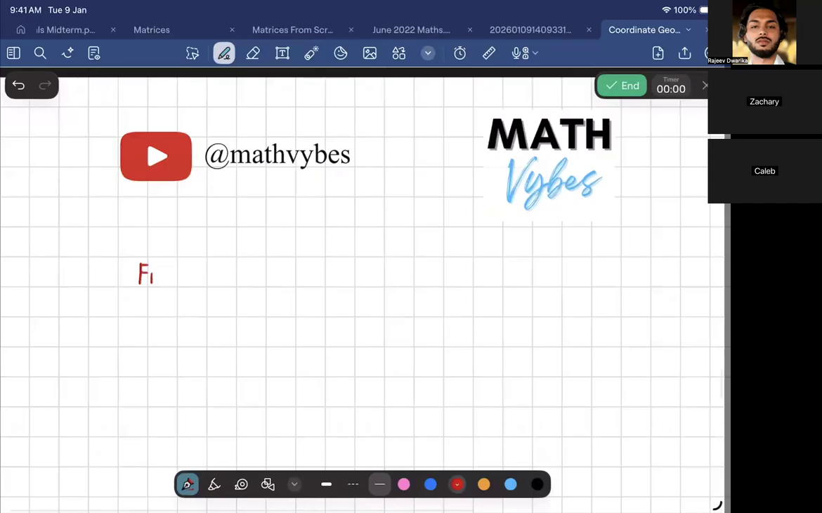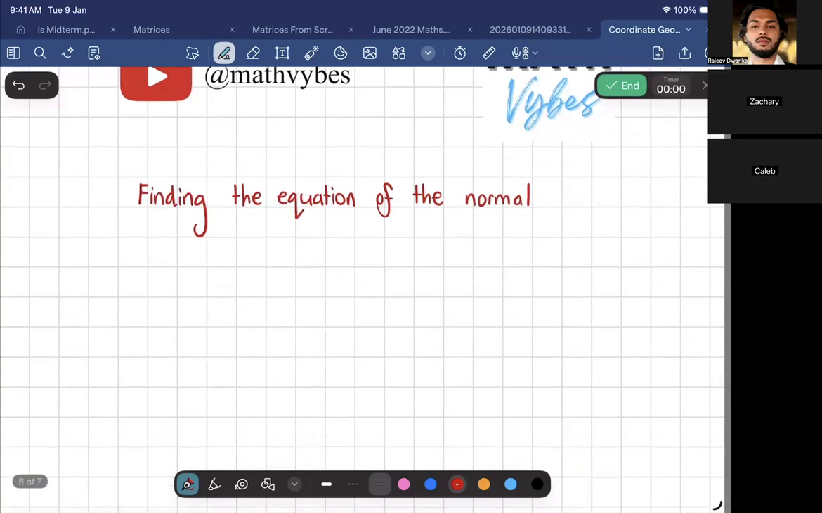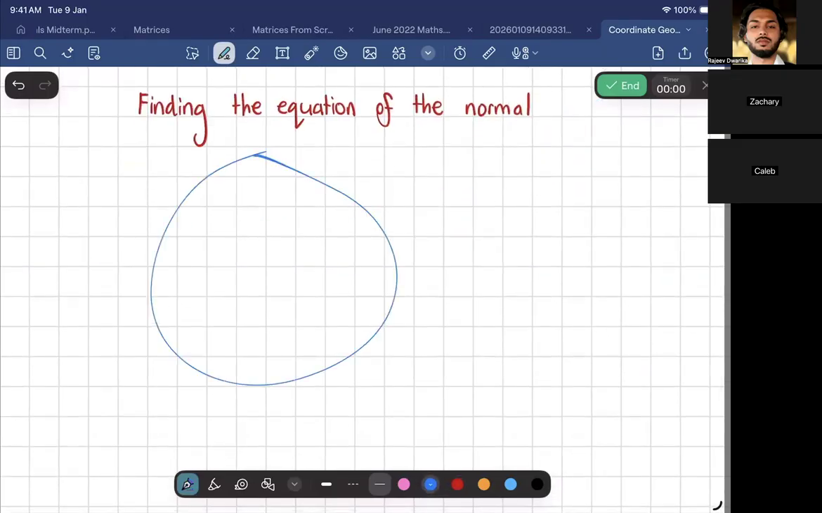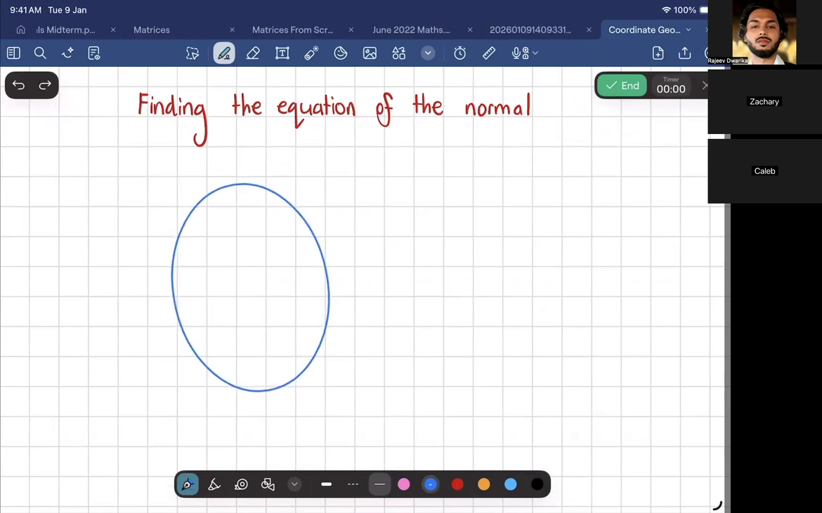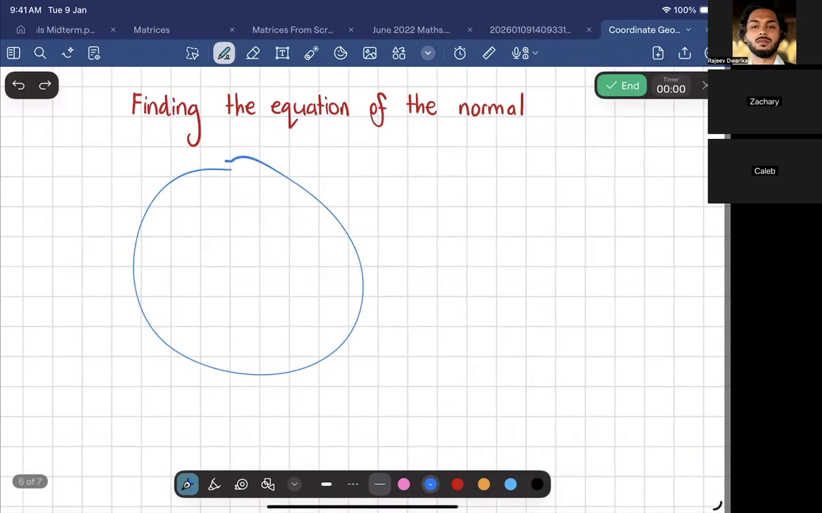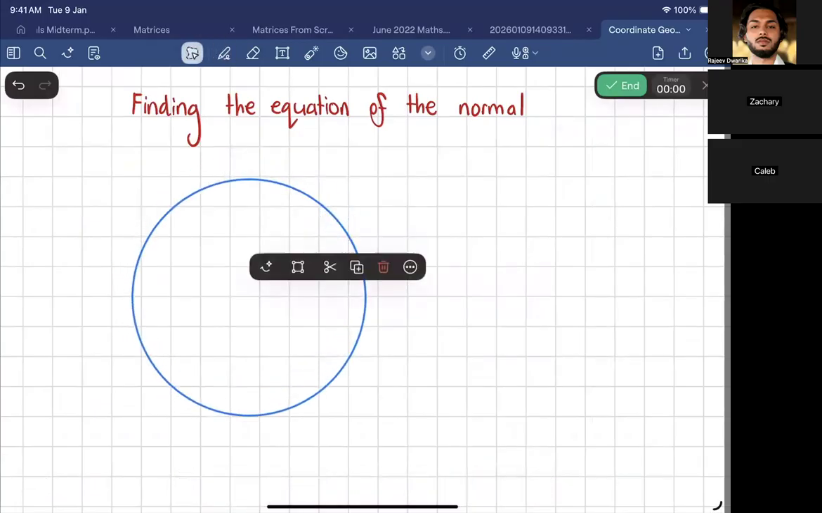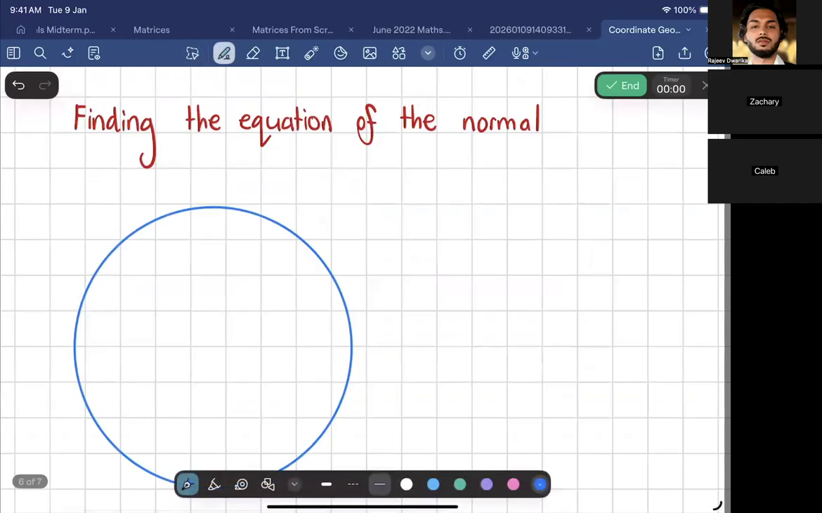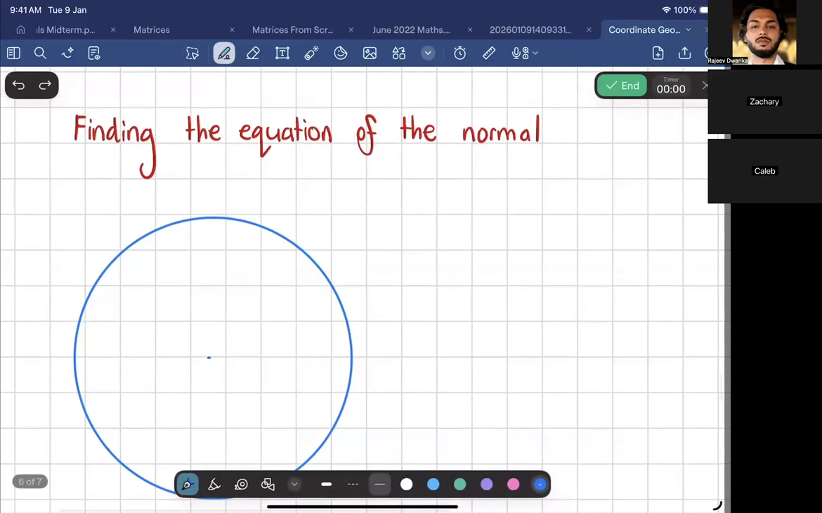So finding the equation of the normal. Now, you'll probably ask me, what does normal mean? Well, if I draw a circle here, that'll look like a circle, like an egg. Please, okay, like a circle. So we have a circle here, and we have a center point over here, and we have a line connecting the center to the circumference.